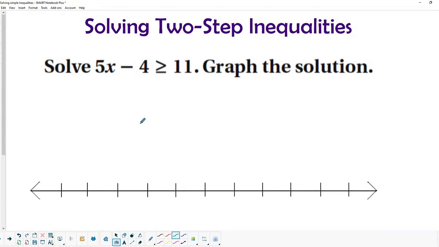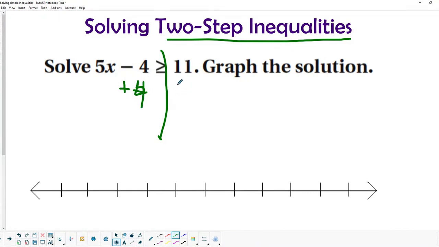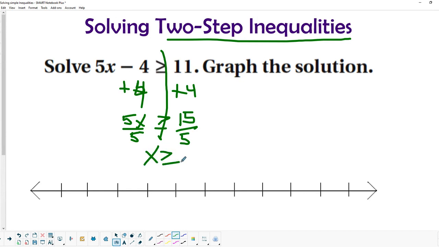All right, so now we're going to get right into solving some two-step inequalities. The one-steppers are pretty easy, so let's just get right into solving some two-steppers. So this is the Great Wall of China, and we said that we solve these the same way we do an equation. So we're going to add that 4 to both sides. So add 4 to both sides, and I get 5x is greater than or equal to 15. Then I divide by 5, and my final inequality is x is greater than or equal to 3.